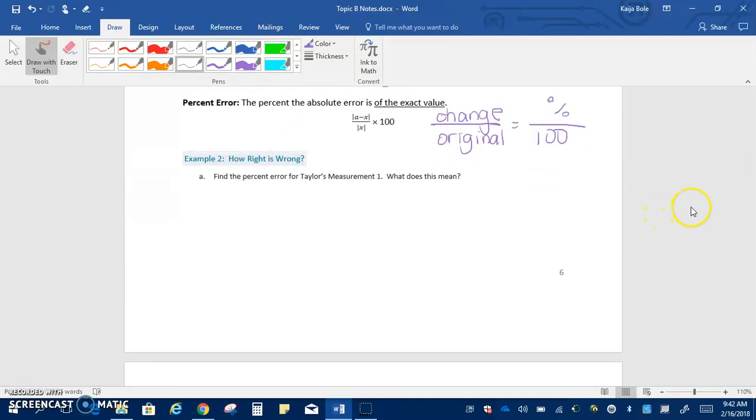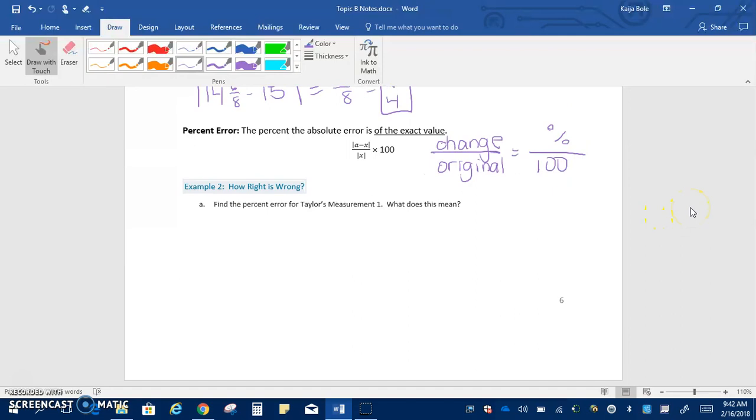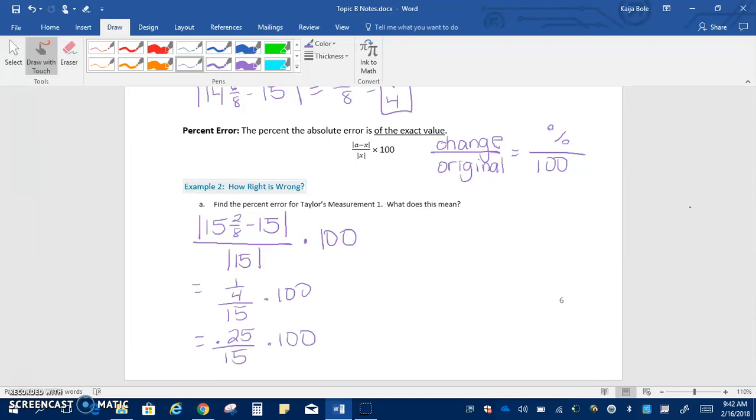So, A says find the percent error for Taylor's measurement. So Taylor's measurement was 15 and 2/8, so we're going to have the absolute value of 15 and 2/8 minus 15 over the absolute value of 15 and then times 100. So we get 1/4 over 15 times 100, which is the same thing as 0.25 over 15 times 100. And if you do all of that in the calculator, you get 1.6 repeating percent. So that is her percent error.